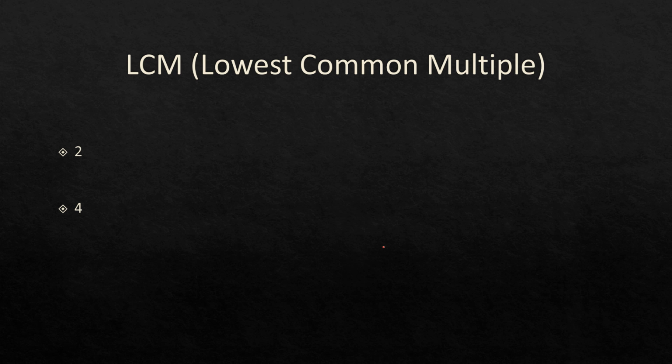Now we are going to see something very similar. This is called LCM, or the lowest common multiple. All these are very interrelated, and that's why I included all of them in this video. We have seen multiples of numbers, and the common multiples of two numbers. And again, what is the lowest common multiple of two numbers? Say for 2 and 4, the lowest common multiple is 4.